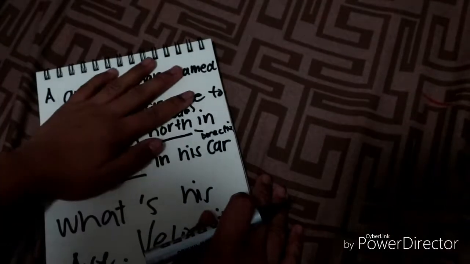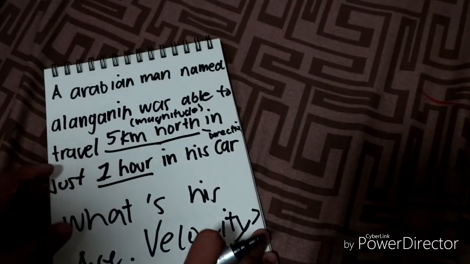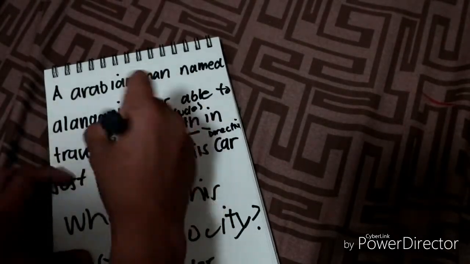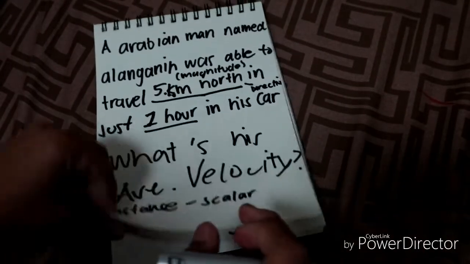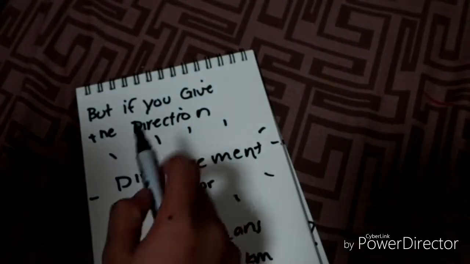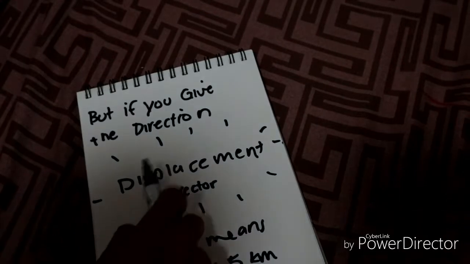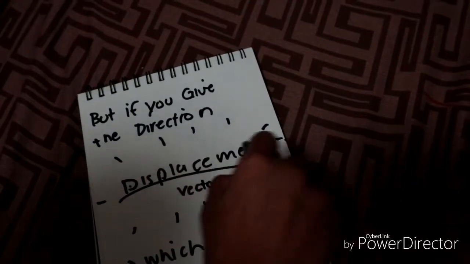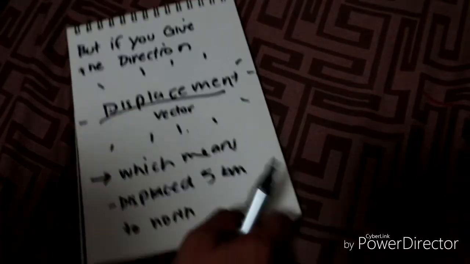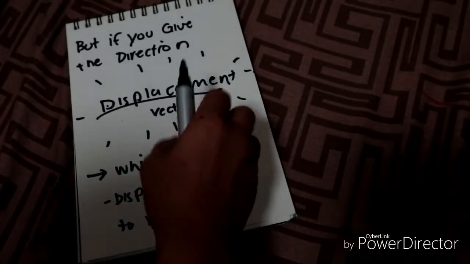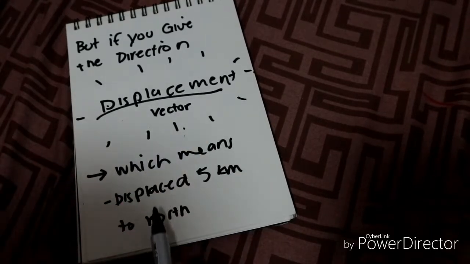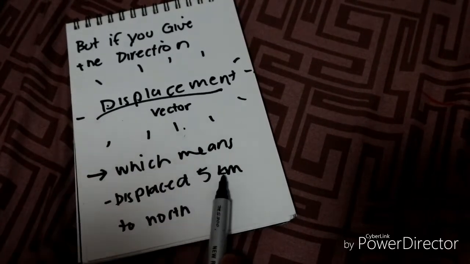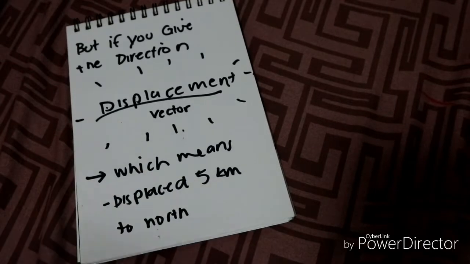So the distance in the problem, 5 kilometers, will be a scalar quantity. But if you also give the direction, you will be given the displacement, which is a vector quantity. Which means, in this problem, Masashi was displaced 5 kilometers to the north.